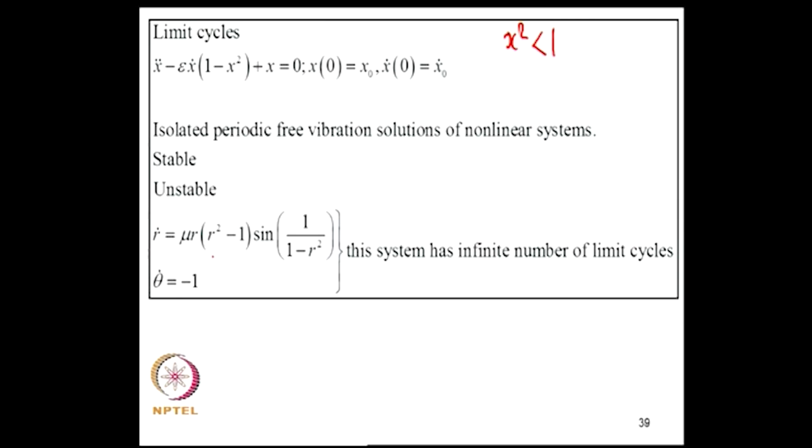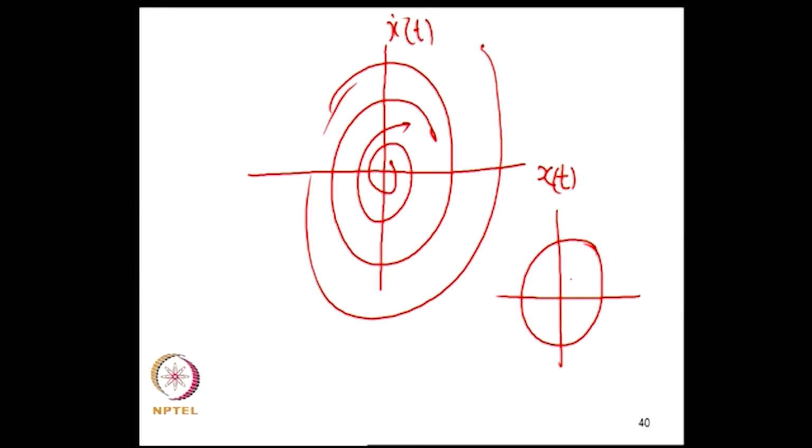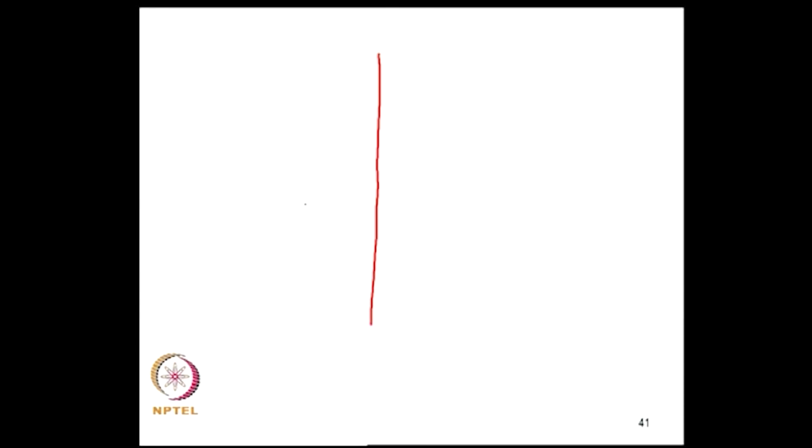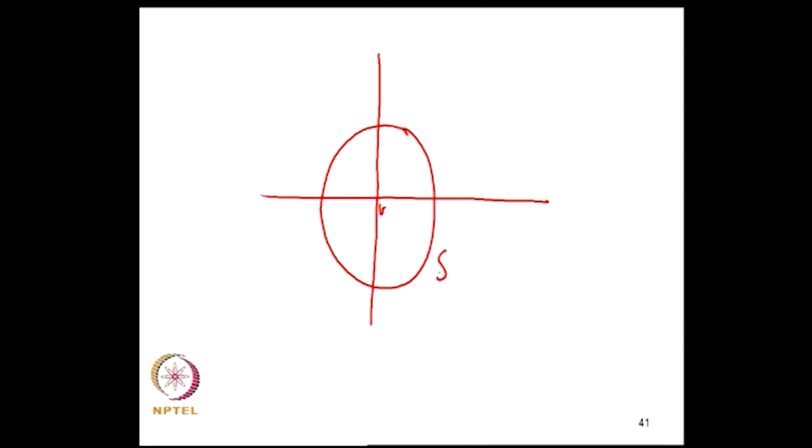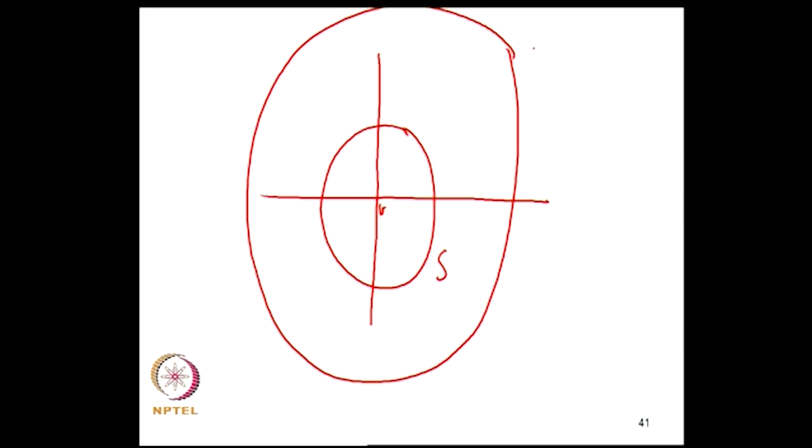A system can have several limit cycles. For example, if you consider a dynamical system as given here, you can show that this system has an infinite number of limit cycles. If the origin is unstable, then small motions will start growing. So, there will be a stable limit cycle. Any motion which is initiated within this will be repelled to this, whereas suppose there is another stable limit cycle at another distance.